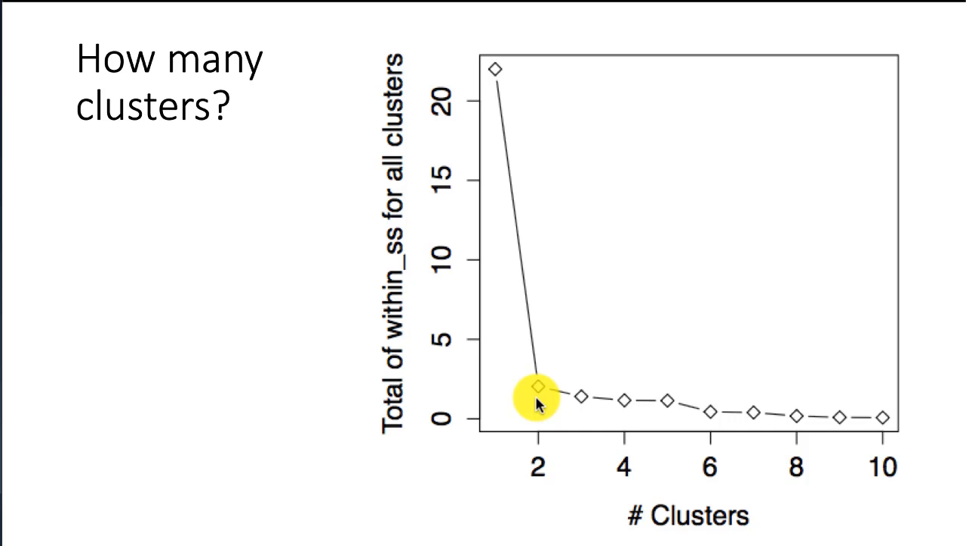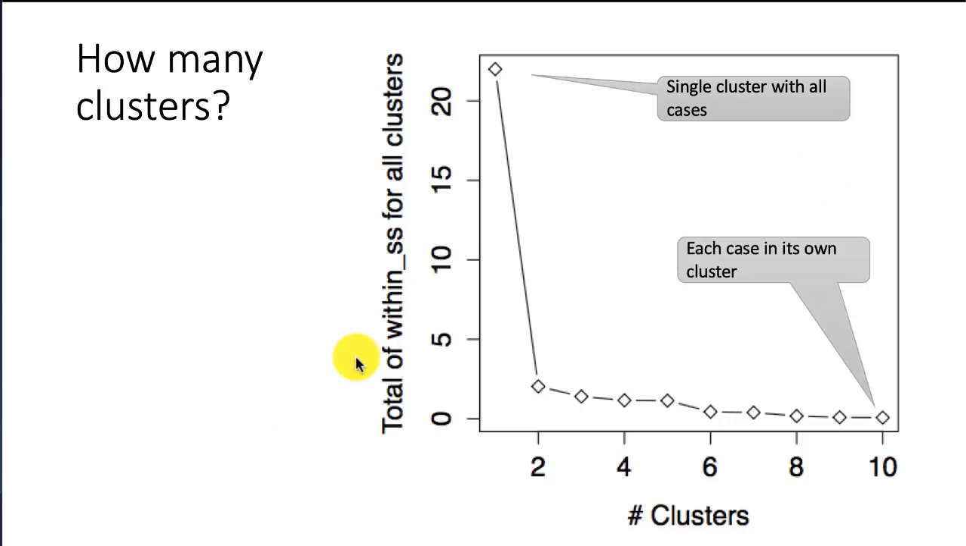But of course, everything being said, it is still a subjective decision in terms of what you're looking for. So that's a single cluster with all cases, and that's close to each case being in its own cluster. We have 12 cases, so it cannot be 10 clusters, but I just stopped the plot at 10, right? So the 12 would be somewhere here, but this is close to that. So this is the approach we are going to use to find out how many clusters to actually have.